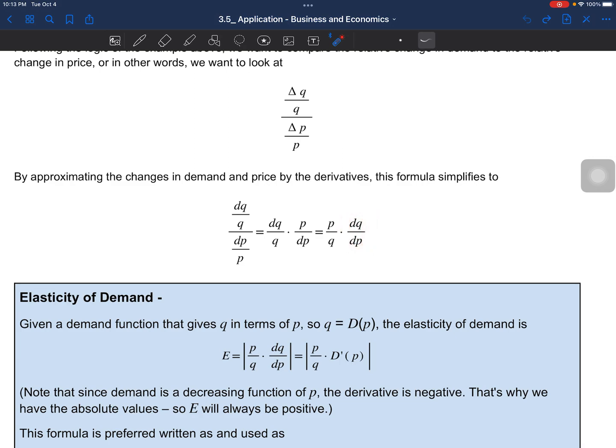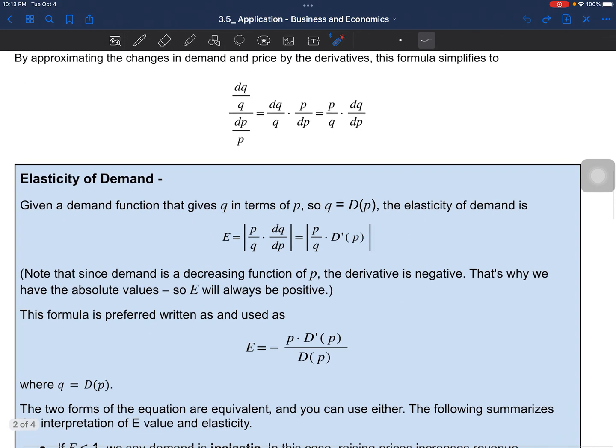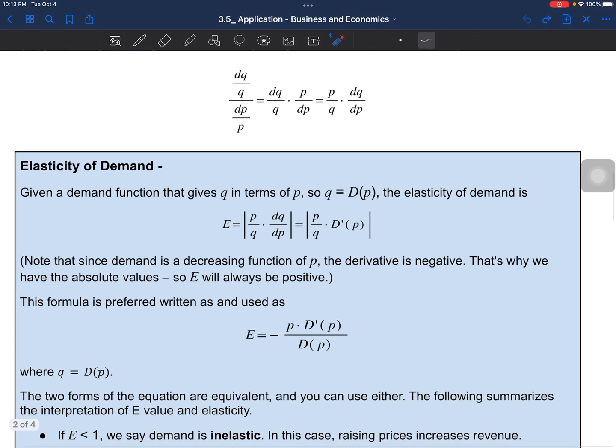But this one looks just like a derivative, right? The derivative of q with respect to p. So that's actually where we're getting the elasticity function. Given a demand function that gives q in terms of p, in other words, q, the quantity, is equal to the demand function, the elasticity of demand is given by E equals the absolute value of this, which is this. So we put it right there.